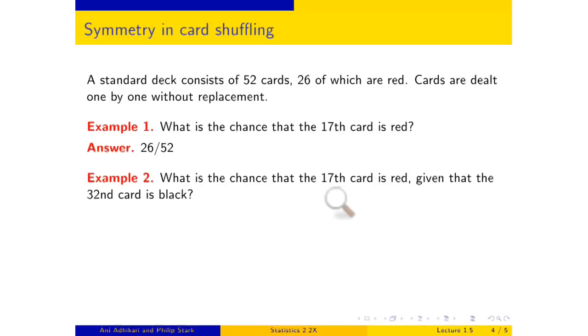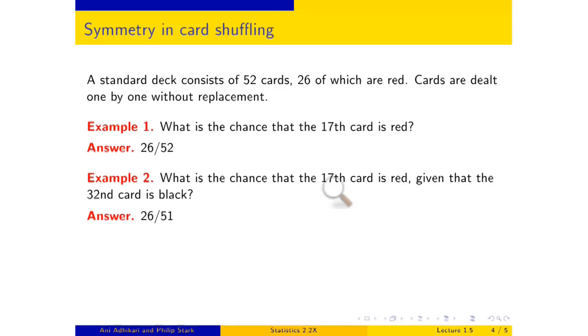51, because I have used up a black card in this position. 51 could be here. How many are red? Well, of those, 26 are red because I have used up a black card. And so my answer is 26 in 51. I'm done.